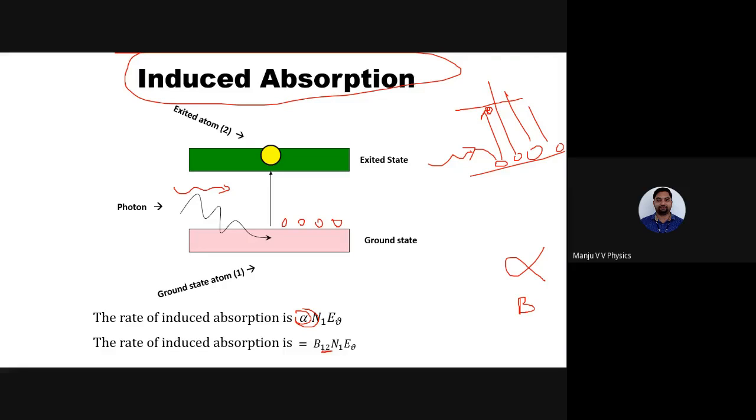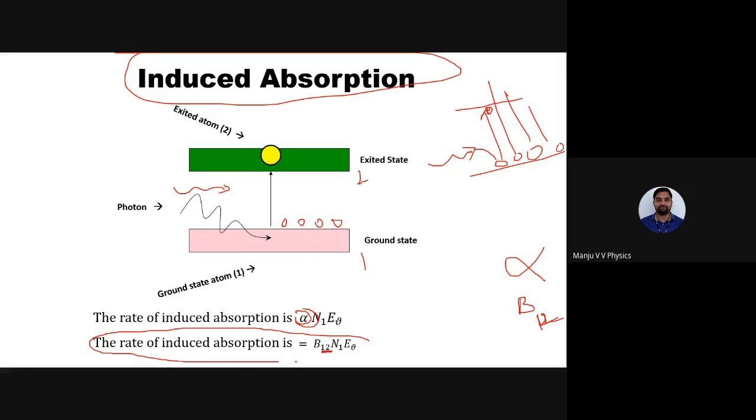What is the meaning of 1,2? The atom has gone from which state to which state? Ground state to excited state, first to second. Very good. That means 1 indicates the ground state and 2 indicates the excited state. If I write B1,2, the atom gets elevated from state 1 to state 2. That is the meaning of this equation, and it is very, very important.